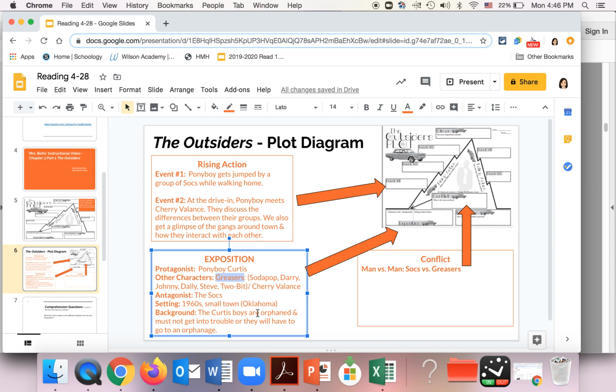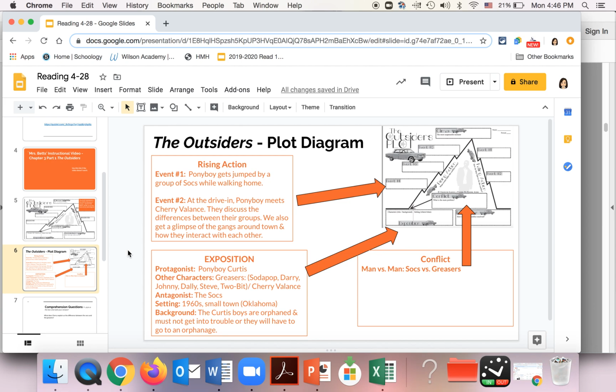Our setting is that this story takes place in the 1960s in a small town in Oklahoma. And then we know our background is that the Curtis boys were recently orphaned. In order for the two youngest ones, Ponyboy and Soda Pop, not to be taken and put into a home or an orphanage, they must not get into trouble. So we know that Soda Pop and Ponyboy have to stay out of trouble.